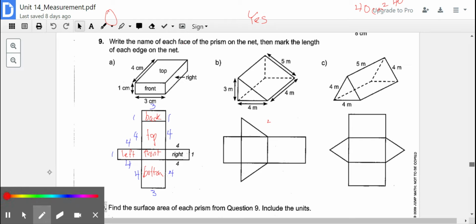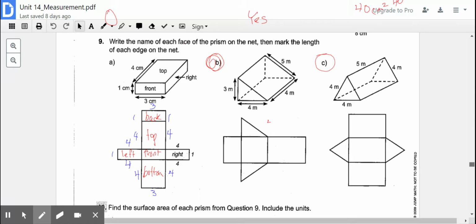We have to label it, and then we have to put the measurements on there. I'd like you to do the same thing for the triangular prism in B and for the triangular prism in C. Okay? After you've done that, move on to the next question.